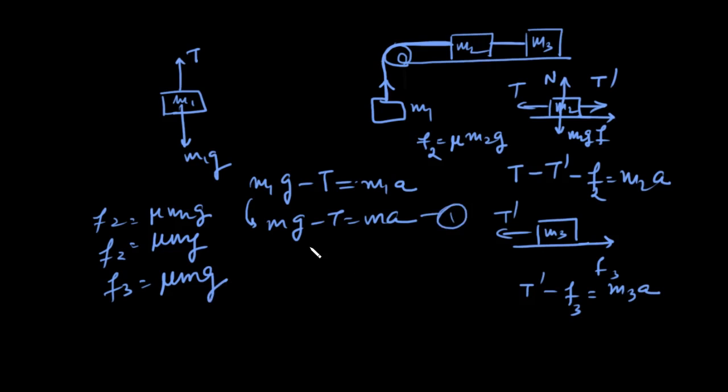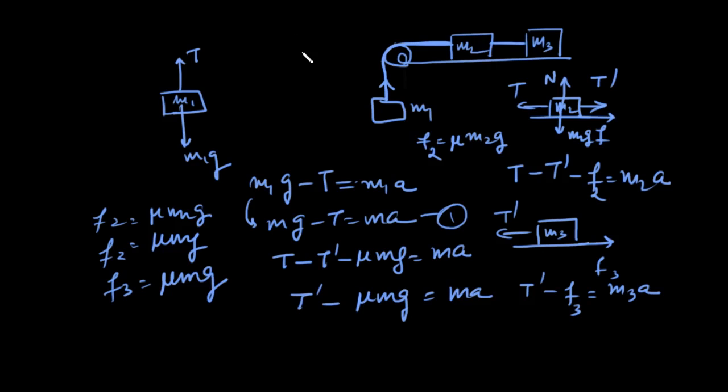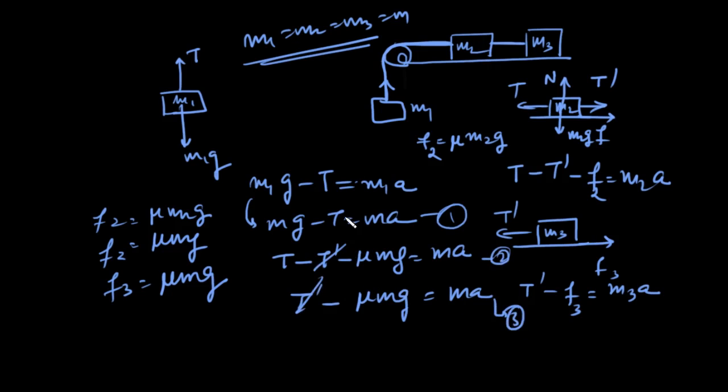This would be the first equation. Next equation would be T minus T dash minus mu mg equal to ma. Last equation would be T dash minus mu mg equal to ma. I have assumed m1 equal to m2 equal to m3 equal to m, as given in the question. So just add all of these. You see T dash and T get cancelled. This is the second, this is the third equation. I am adding all three.